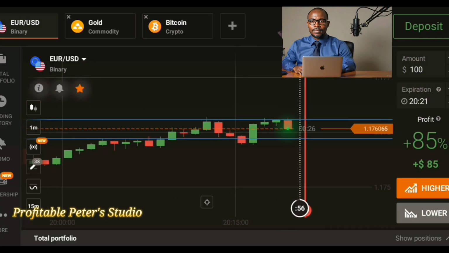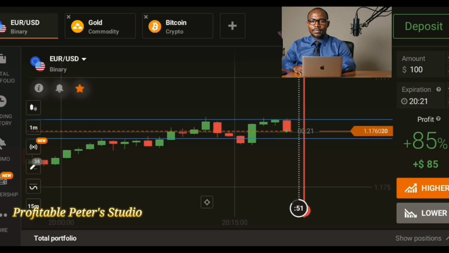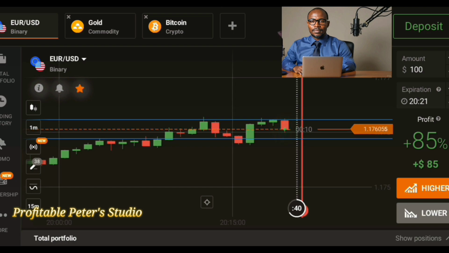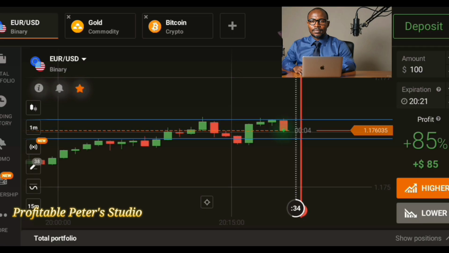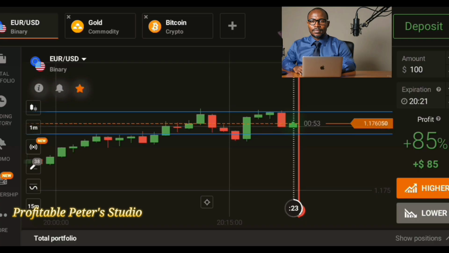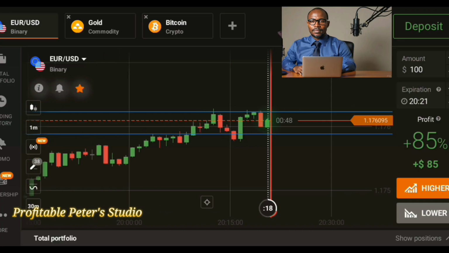Okay, so it's coming back to the support. All right, so let me just wait a little bit for it to get to the support. When it gets to the support and closes at the support, then it's likely going to reverse at that point. So let's just wait and see. Okay, it's coming down. Okay, so it has closed. All right, let's see. It's coming down a bit. Okay, it's going back up, but we need to be careful here.